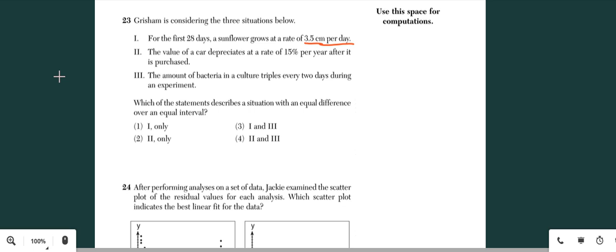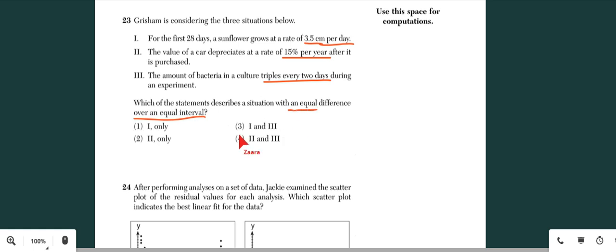Then, the value of a car depreciates at a rate of 15% per year after it is purchased. So it is 15% per year. The amount of bacteria in a culture triples every 2 days. Which of the statements describe the situation with an equal difference over an equal interval? What does it mean now?